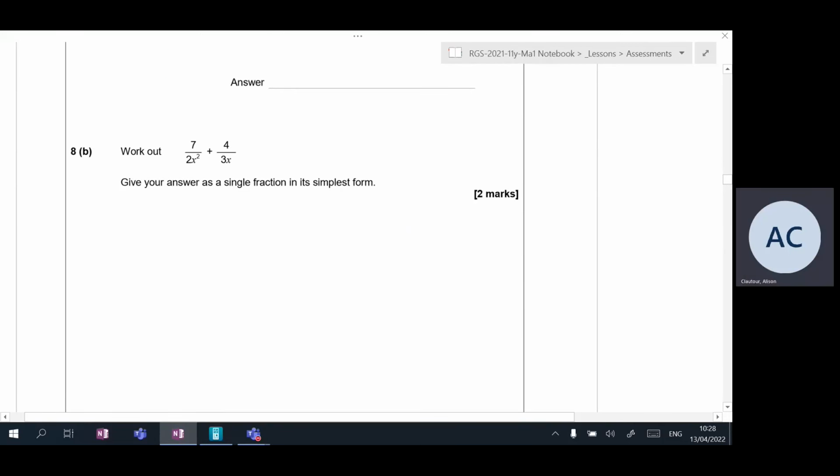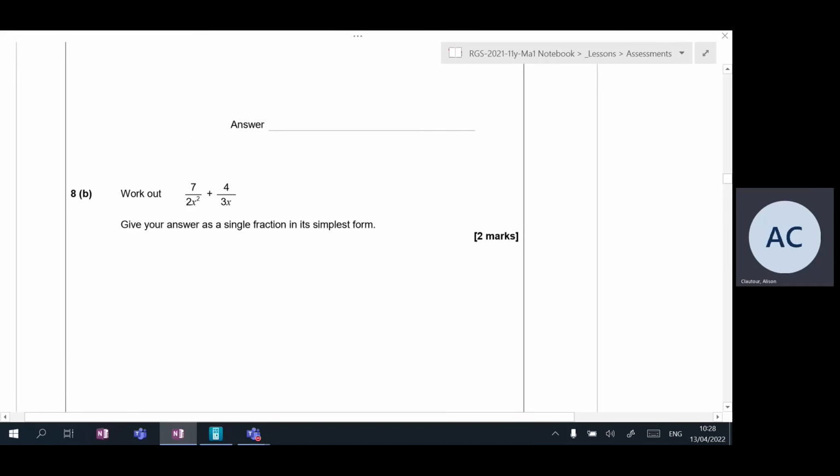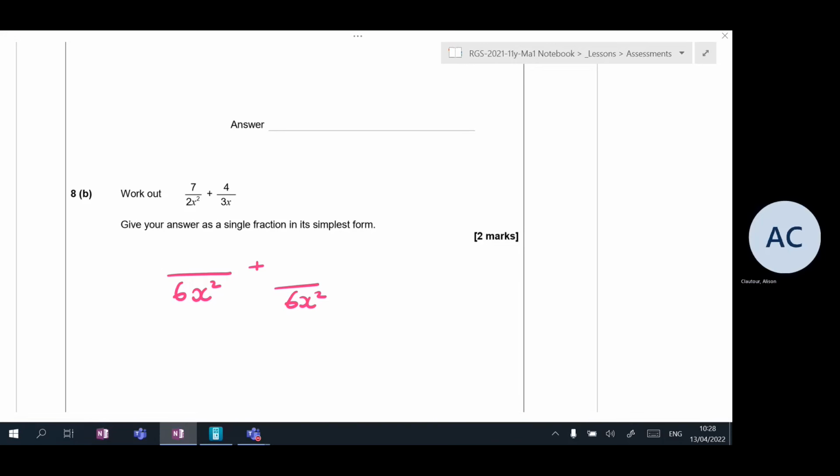When you're adding fractions together, remember you want a common denominator. So we're looking for a common denominator of 2x squared and 3x. So if we look at the numbers to start with, 2 and 3 both go into 6. And if we look at the letters, x and x squared both go into x squared. So don't be tempted just to multiply your denominators together to get your common denominator, because then you'll end up with lots of cancelling. Try and find the lowest common denominator.